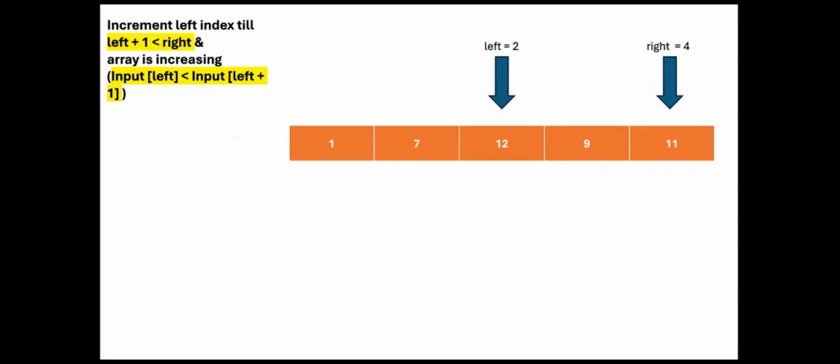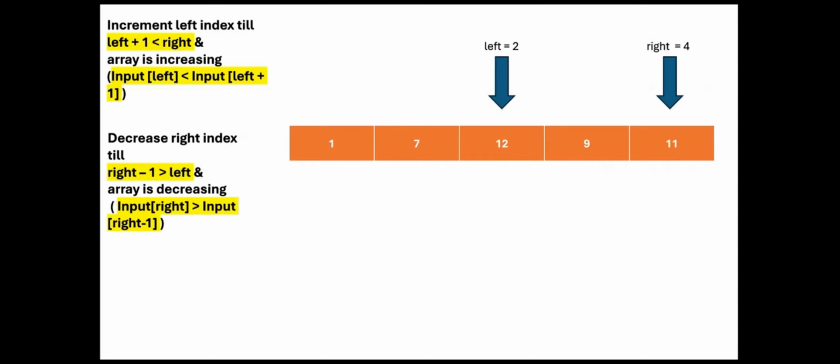Similarly, we will start from the left. We will decrease the right index. Why decrease? Because you are starting from the end. And in a strictly increasing array, if you start from the end, you will see the elements in a decreasing order, right? So start decrementing the right pointer or right index till you see that the element at input right, which is 11, is greater than the element at input right minus 1, which is 9.